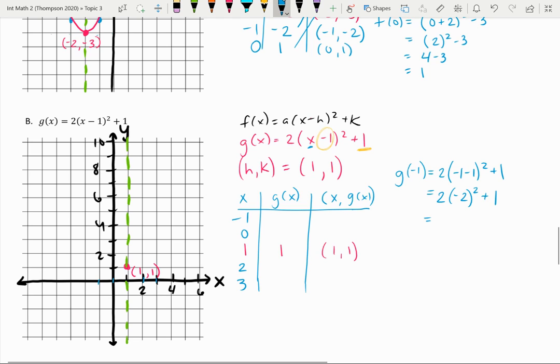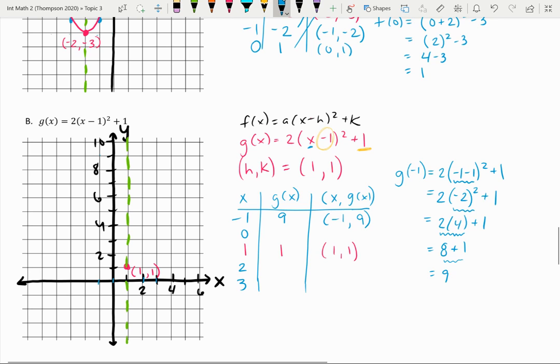Then order of operations says I do exponent. So negative 2 squared gives me 4. Then I multiply or divide. And then finally I add. So when I plug in negative 1, I get 9.